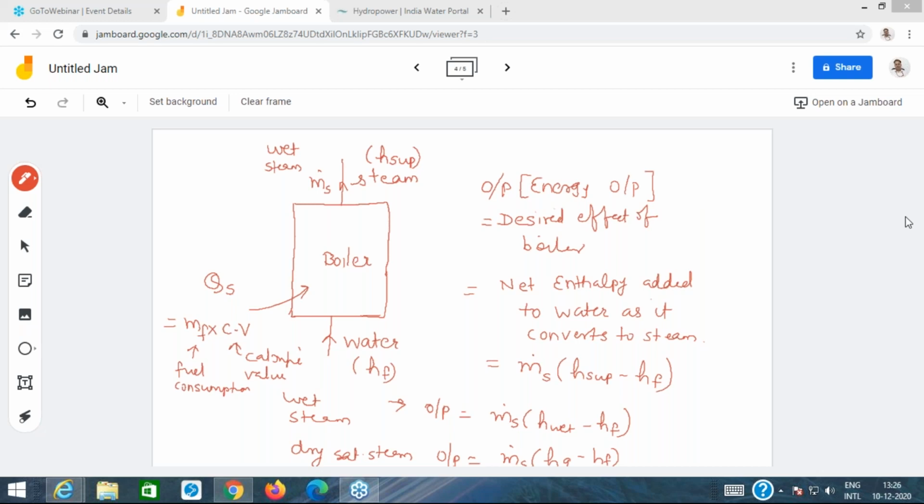If it is a coal fired boiler, you are burning the coal. If it is a furnace oil fired boiler, you are burning the FO, right? And that combustion process, which is the exothermic reaction, will yield the energy which is being supplied to the boiler. So the energy supplied to the boiler is calculated as fuel consumption rate into its calorific value, right?